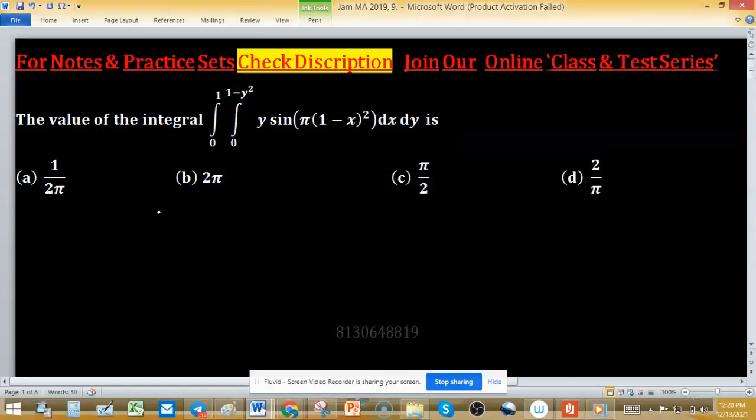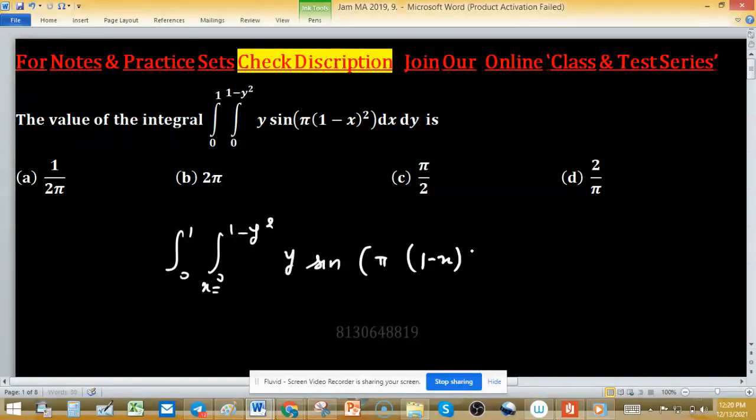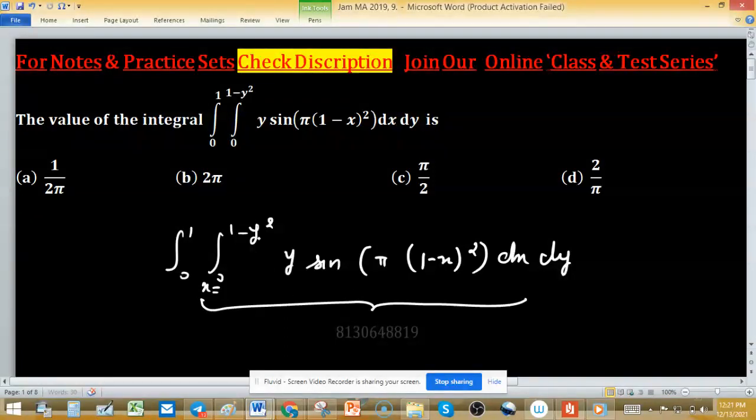We have to find the value of this double integral as given to you: 0 to 1, 0 to 1 minus y square. As y is used in the integral, this is the limit of another variable. So this is the limit of x, y sine pi within bracket 1 minus x whole square dx dy. First integrate with respect to x and then y. As you can see, this is a variable limit and this is a constant limit.